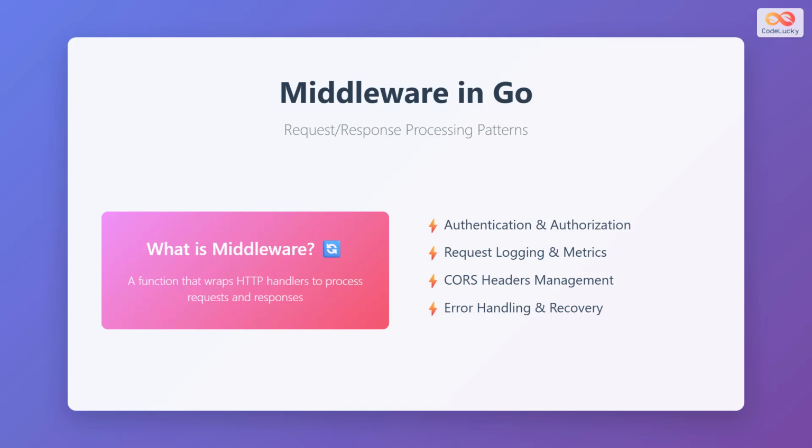Let's explore middleware in Go and its request or response processing patterns. Middleware is a function that wraps Hypertext Transfer Protocol, that is HTTP, handlers to process requests and responses. Common features include authentication and authorization, request logging and metrics, cross-origin resource sharing, that is CORS, headers management, and error handling and recovery.